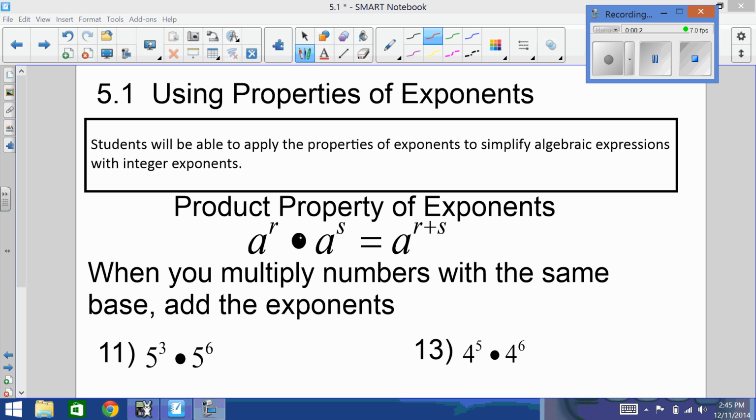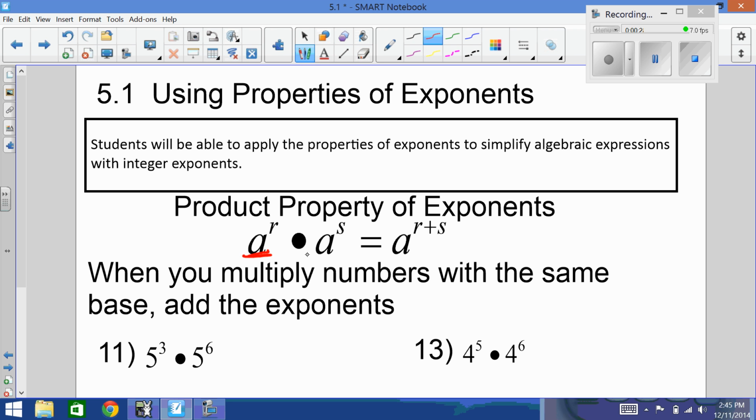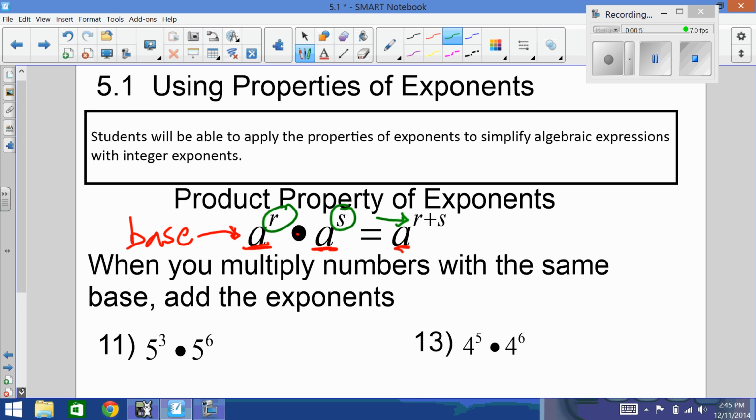The product property means if I take two values, if you notice here, the bases are the same. If the bases are the same, you keep the same base. But since I'm multiplying, you take the exponents R and S and you add them. So when you multiply numbers with the same base, you add the exponents. So let's look at some examples.